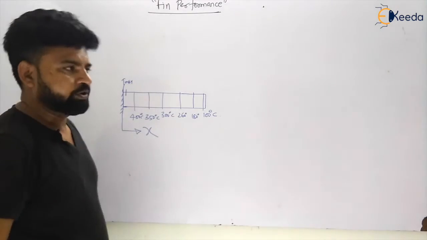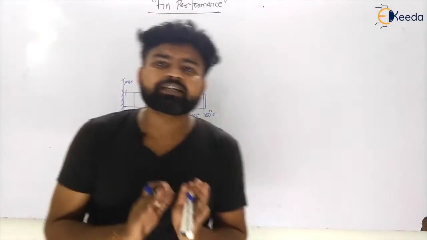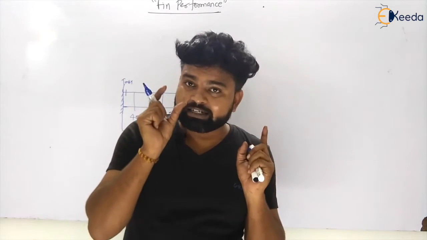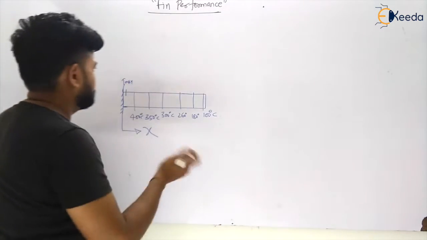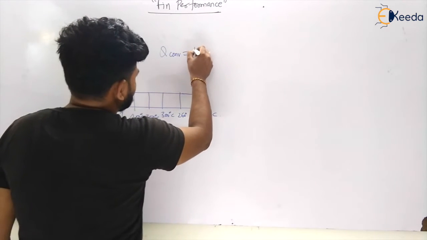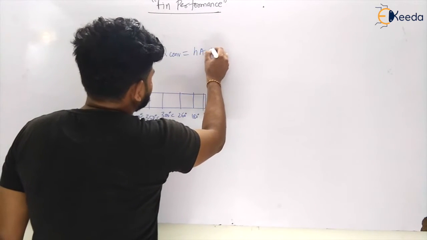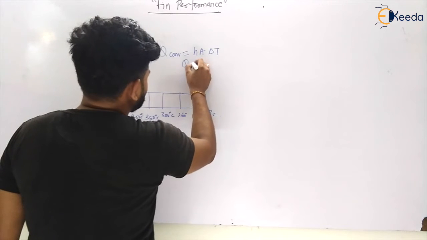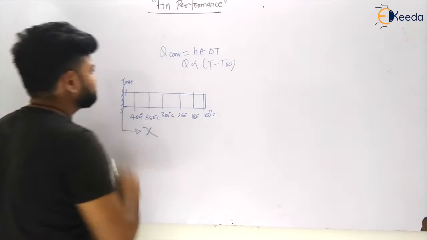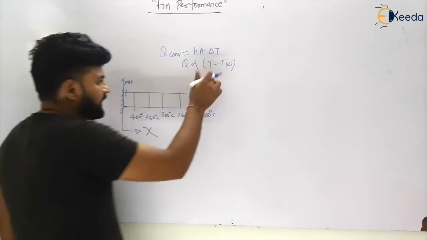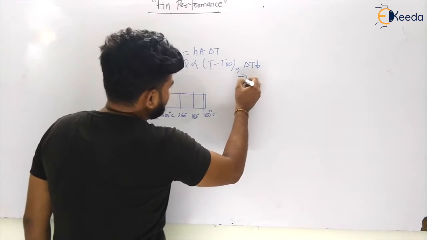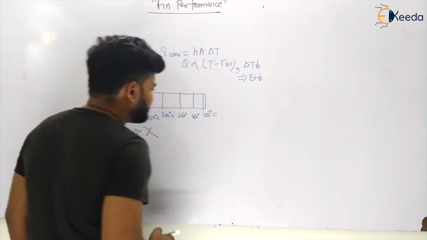When the temperature is decreasing, the heat transfer is also decreasing because the temperature difference is decreasing. We know the heat transfer by convection is given by hAΔT, or Q is directly proportional to T minus T infinity, where T is the temperature of this fin. So if ΔT decreases, that implies heat transfer will also decrease.